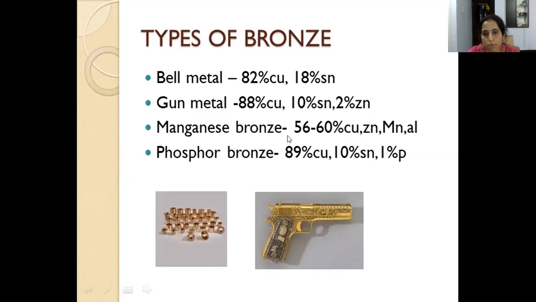Next is phosphor bronze, which consists of 89% copper, 10% tin, and 1% phosphorus. This also has anti-corrosive properties. It is also used for submarine or subaqueous structures, and it is also used for springs, bearings, etc. So we have four types of bronze: bell metal, gun metal, manganese bronze, and phosphor bronze, with a change in the composition of copper and tin. Along with that, we have many other elements.